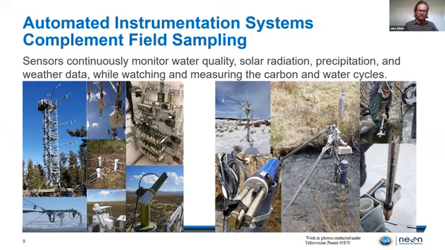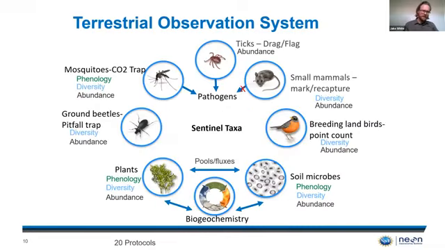Next slide, Jarrett. To introduce the observational sampling, I'll let Jarrett take it from here mostly, but just to introduce it. There's the aquatic side, which we're not going to talk about today, but then there's the terrestrial side, which is the fauna and the flora. Jarrett's going to talk about the flora, but I'll introduce the fauna. We do sample for ground beetles, mosquitoes, ticks, small mammals, and breeding land birds.